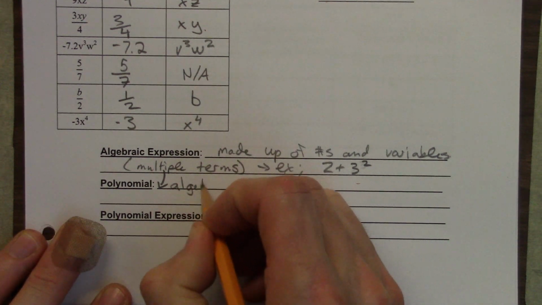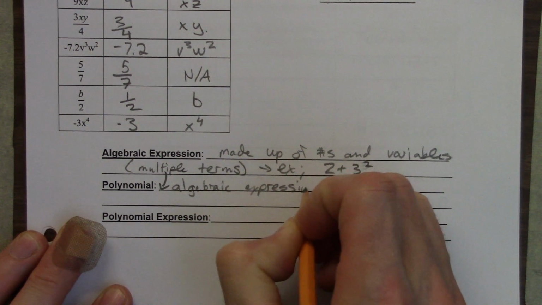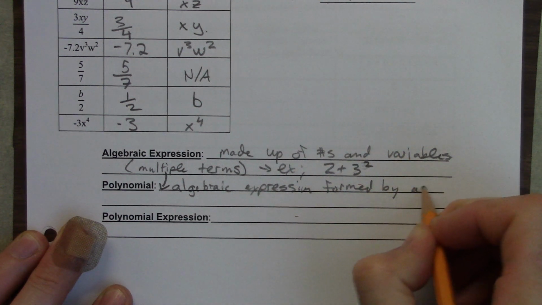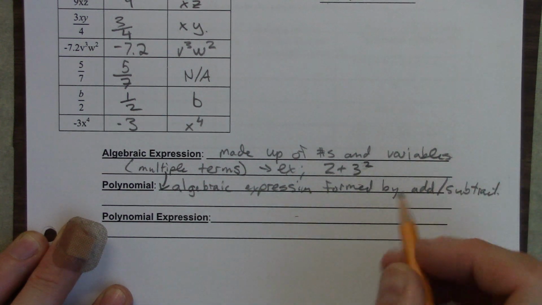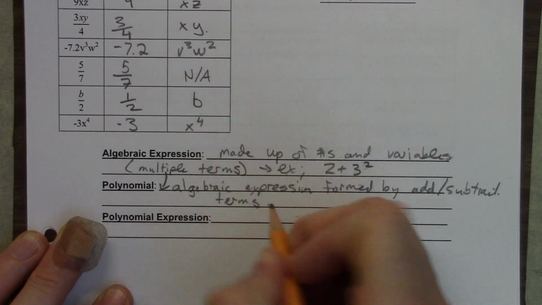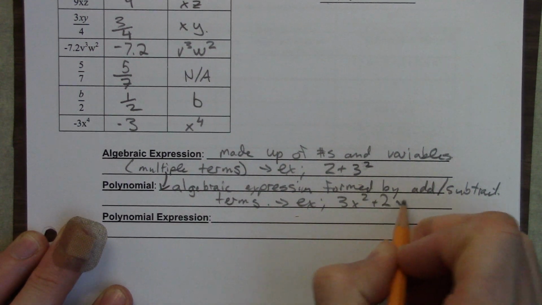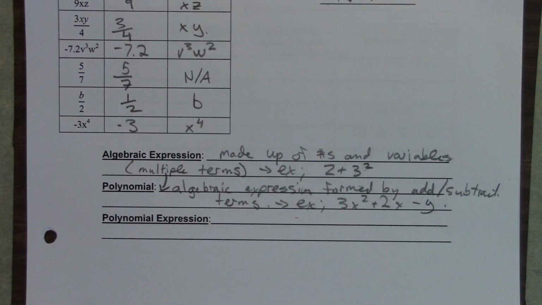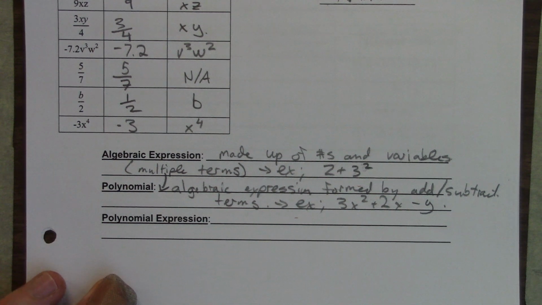is an algebraic expression, so it's a type of algebraic expression formed by adding or subtracting terms, right? So this one's example would be like 3x squared plus 2x, say the minus y. And finally, polynomial expression is an algebraic expression formed by one or more terms.